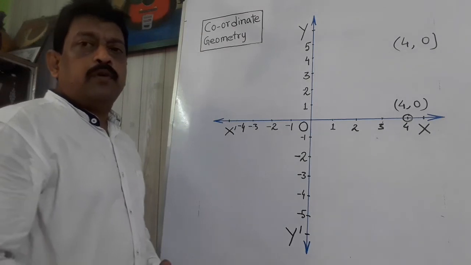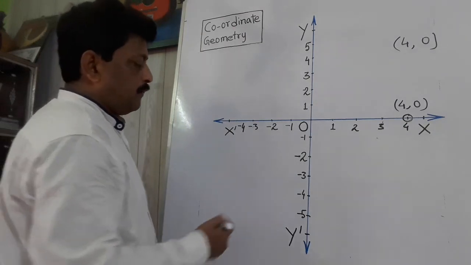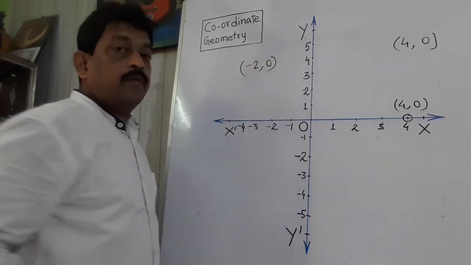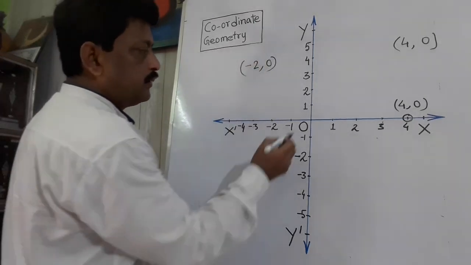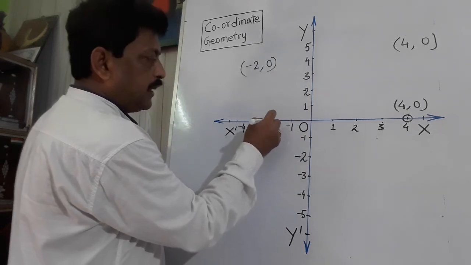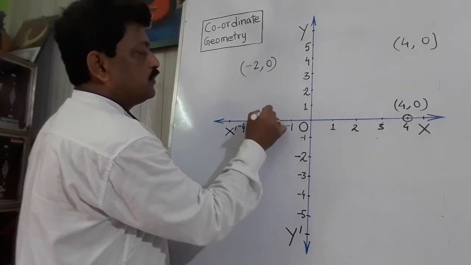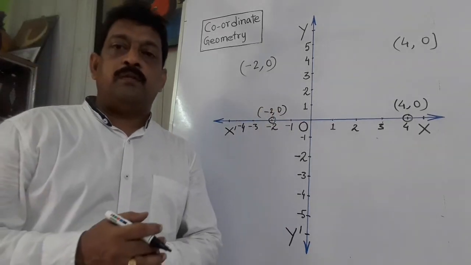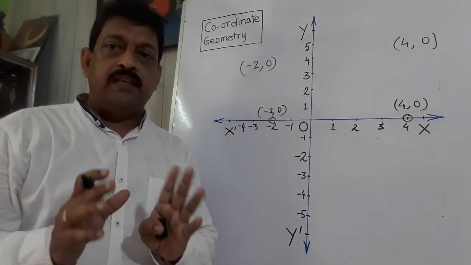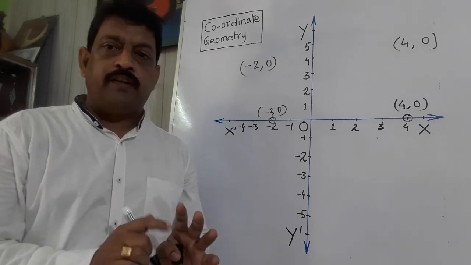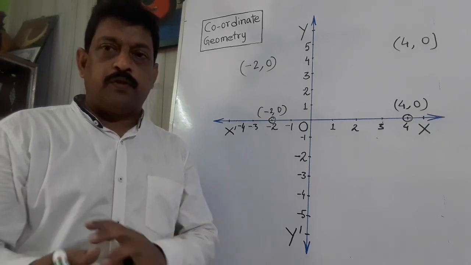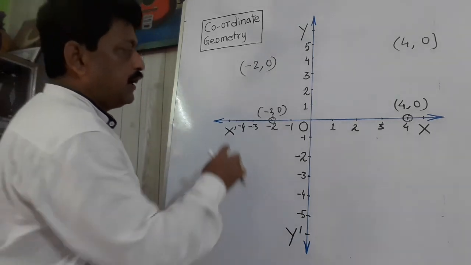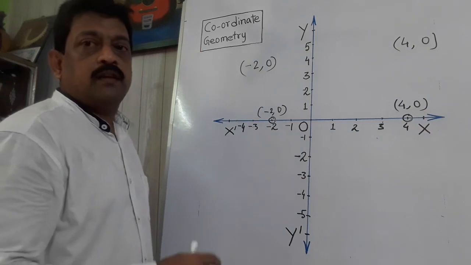Now if any point is in the form, suppose, (minus 2, 0), then where will the point lie? Minus 2 here and 0. This is (minus 2, 0). So any point which is represented in the form (a, 0), that is, the abscissa has a numerical value a, which can be positive or negative, and the ordinate is 0, then the point will lie on the x-axis.